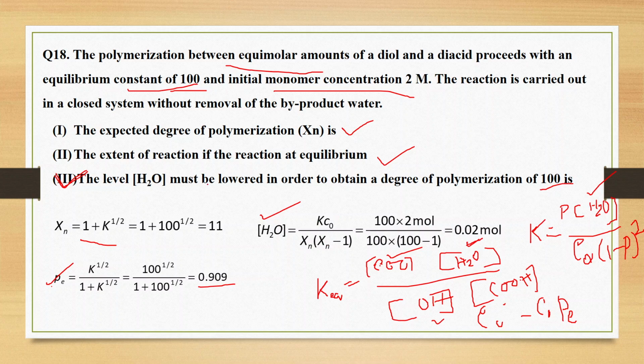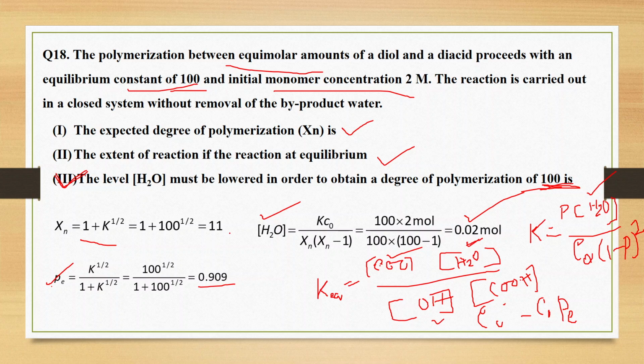So the K value is 100, it is given. The C0 value is 2 molar, that is also given. Xn, the desired degree of polymerization, is 100, that is also given here. So once you put all those in, the final result comes as 0.02 molar.